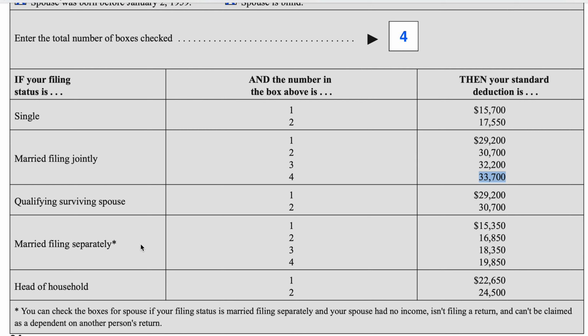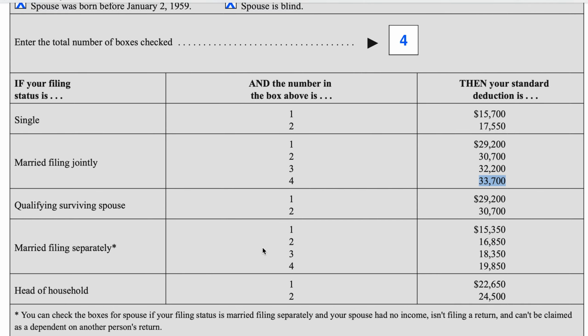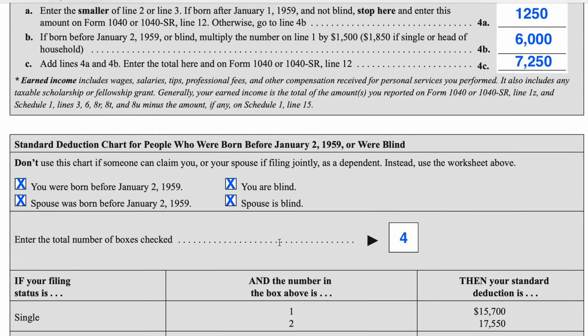And if you are married filing separately, you can check the boxes for your spouse, if your spouse had no income, is not filing a return, and cannot be claimed as a dependent on another person's return. You can then go ahead and check your spouse's blocks.